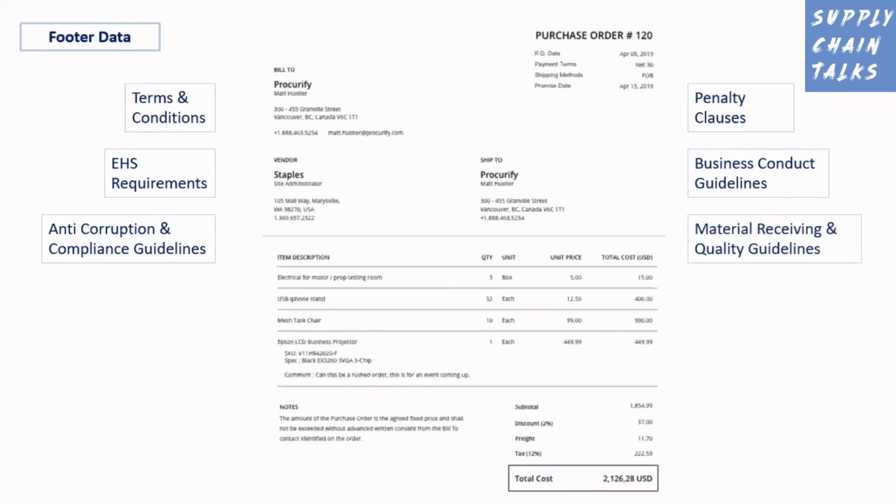Material receiving and quality guidelines of the buying company should be clearly mentioned on the purchase order. If there are any quality standards that need to be followed for the material or the service, that should also be mentioned over here. Termination clauses should be mentioned, that is, in what conditions can the purchase order or contract be terminated, or the steps that should be taken in order to terminate the purchase order.